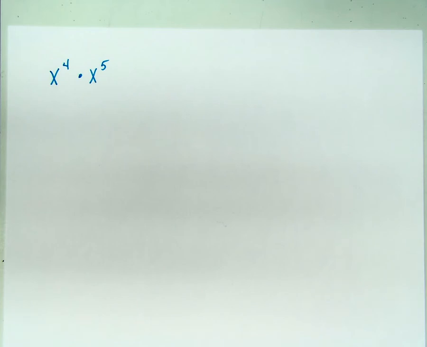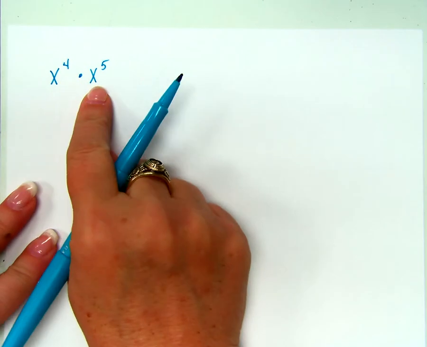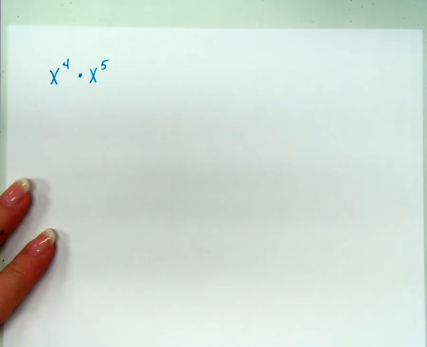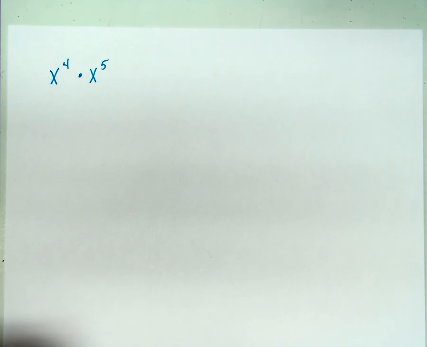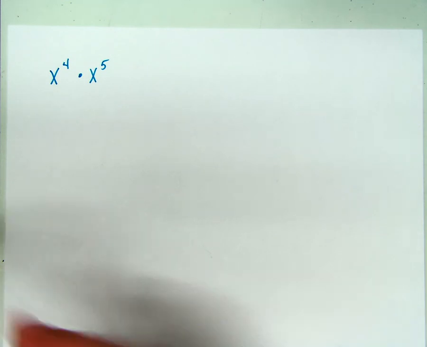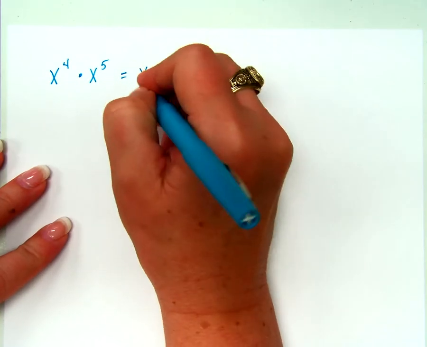Do you remember when we talked about exponents? Okay, if we were given this problem like here, x to the fourth times x to the fifth, what did we do with the exponents if we were multiplying like bases? You add them, so you would get x to the ninth.